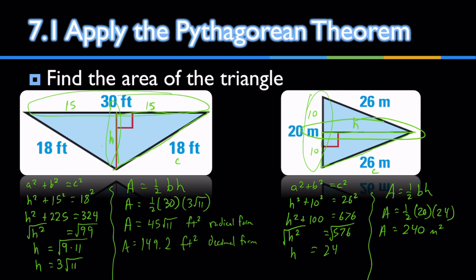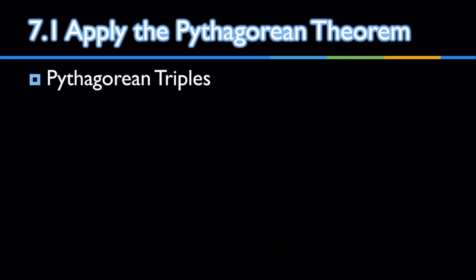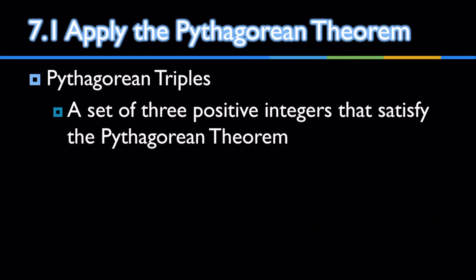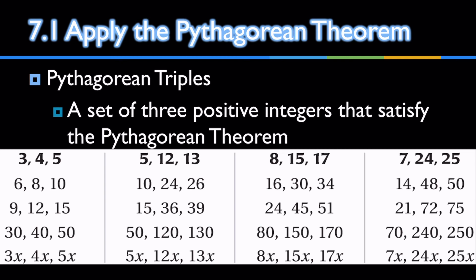We have a special name for these numbers in a Pythagorean theorem that are all integers, all exact with no decimal places. We call them a Pythagorean triple, which is a set of 3 positive integers that satisfy the Pythagorean theorem. Your book has the long list. We have these ones in bold: 3, 4, 5; 5, 12, 13; 8, 15, 17; 7, 24, 25. Those are heads of families of Pythagorean triples.